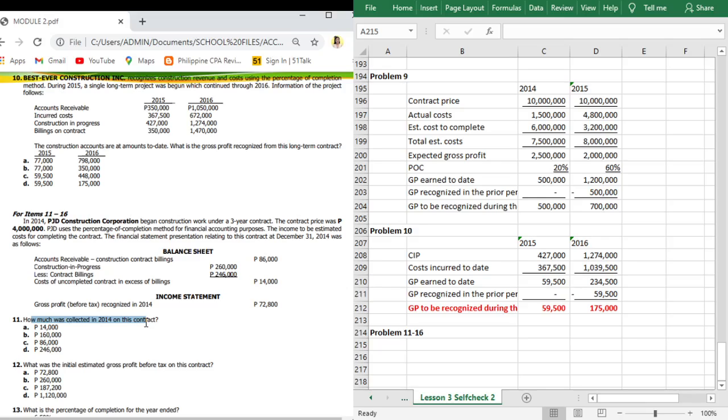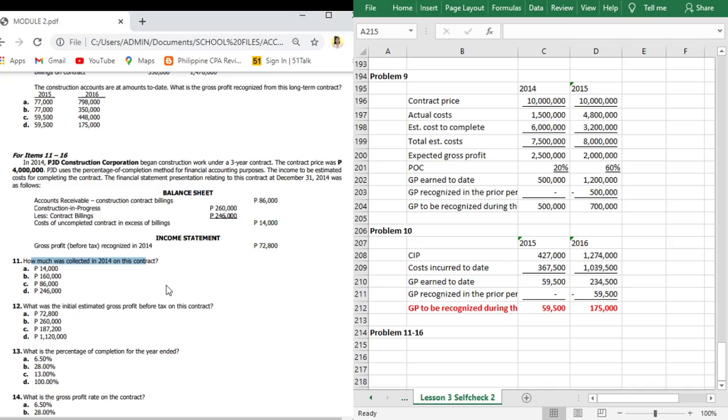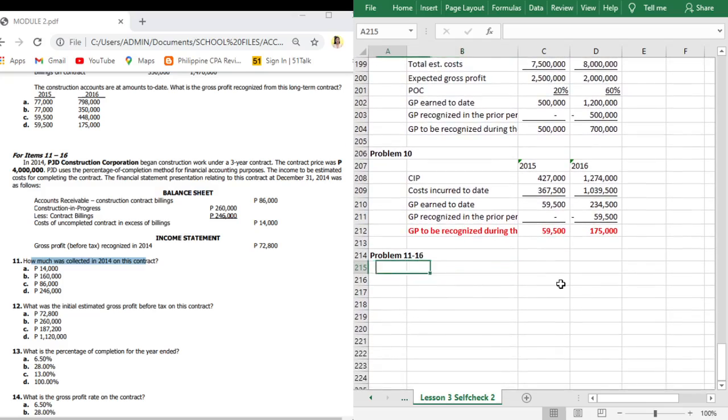Okay, how much was collected on this contract? So, since this is the beginning, the first year, how much was collected? Right, class, when we bill, we debit accounts receivable and credit contract billings. And when the customer pays, debit cash, credit accounts receivable. So, the question is how much was collected during 2014. So, what is the basis? That would be based on how much was billed versus how much is left in accounts receivable.